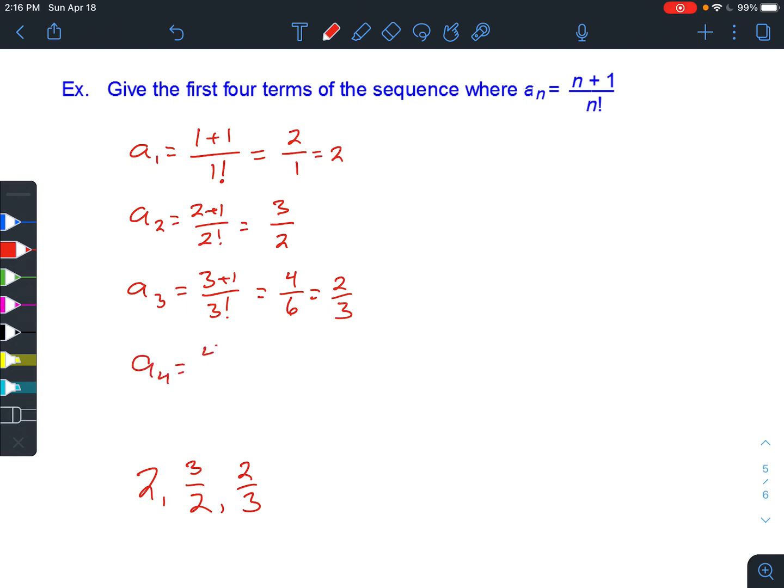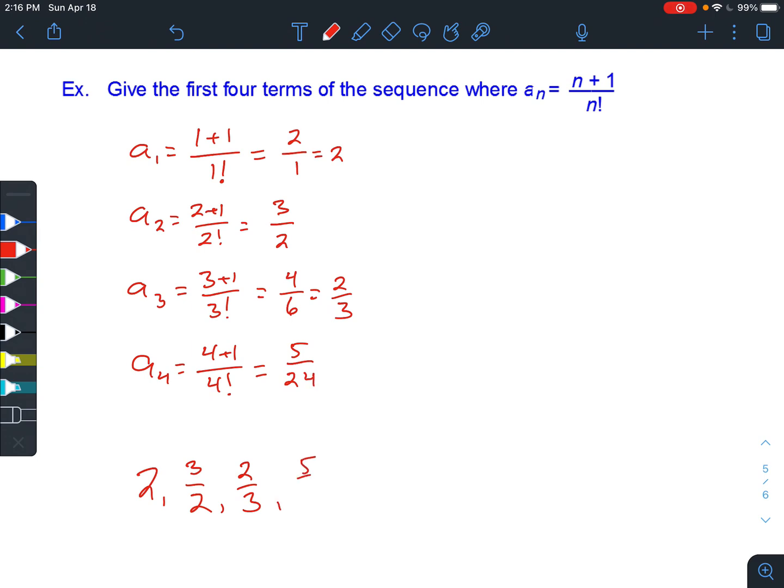Finally, a sub 4 equals 4 plus 1 over 4 factorial. All right, so 4 plus 1 is 5. Now 4 factorial, 4 times 3 times 2 times 1. Okay, things get bigger quicker here. That ends up being 24. Okay, so things didn't get too big, but they're getting there.